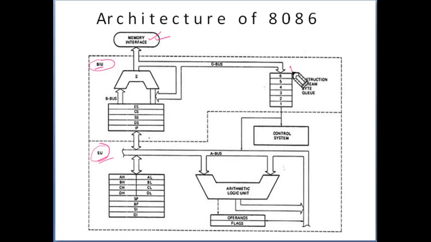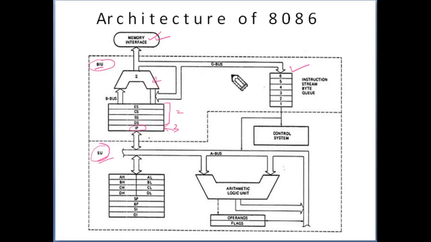This is one, that is the instruction queue. Then another part is these 4 registers ES, CS, SS, DS. They are segment registers: data segment, stack segment, code segment, extra segment. Another is the instruction pointer, IP. And the last part is the adder. We will discuss every part one by one. Start with the instruction queue.